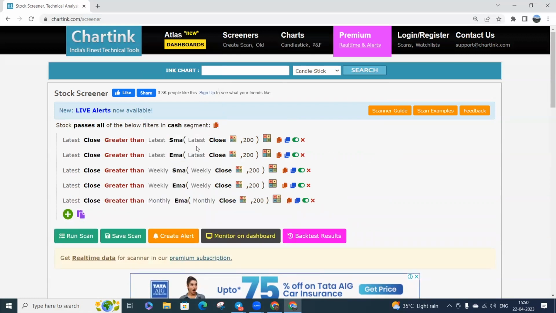I'll take it on monthly 200. So what I'm currently doing is I'm seeing whether the close on the daily is greater than the 200 moving average. And I'm also looking out for the weekly 200 moving average, and also a monthly 200 moving average greater. So if all three conditions are met together, I'll get one particular script, which will give me a kind of breakout code, correct?